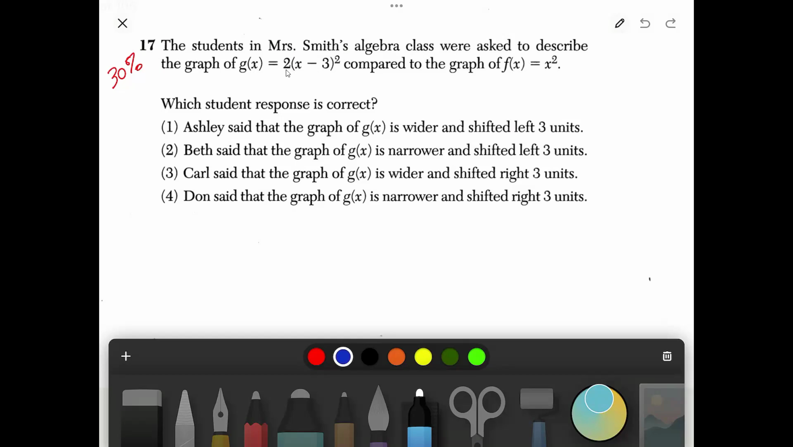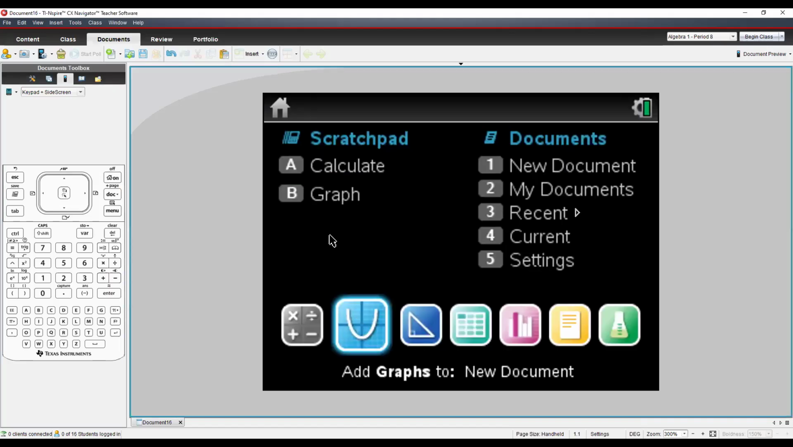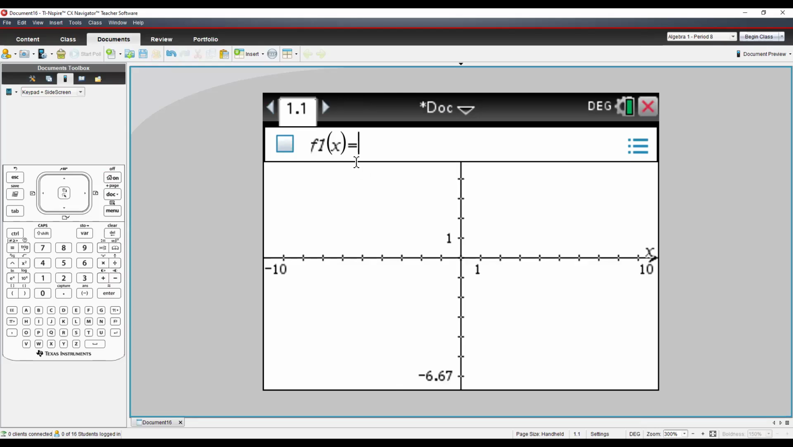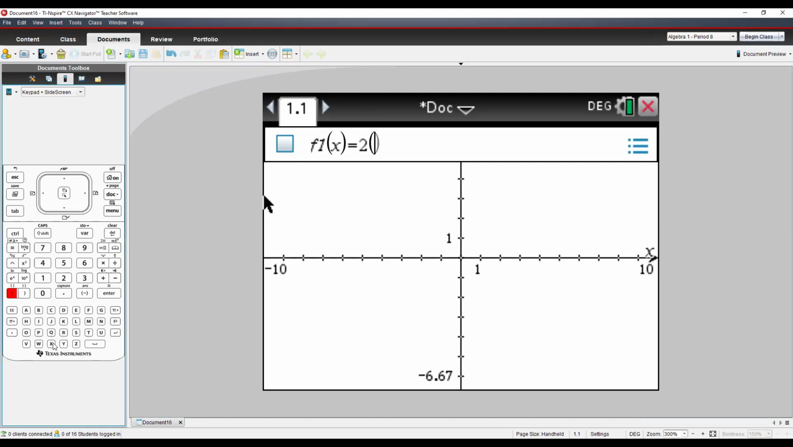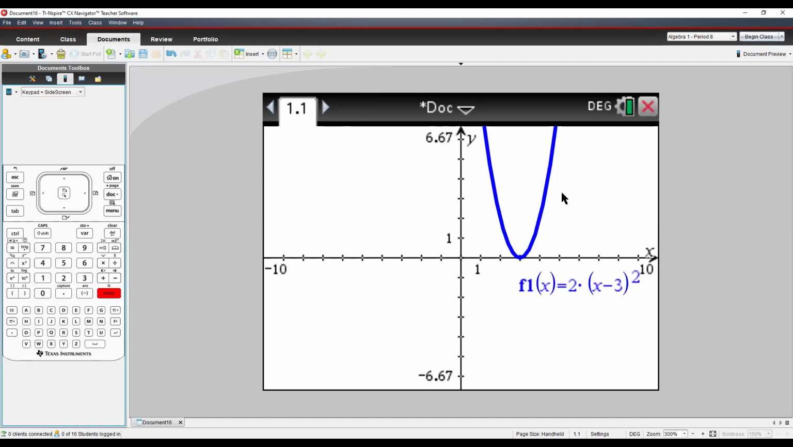But basically all we're doing is we're going to look at these two functions and see what happened to the functions. Okay, so first thing we're going to do is go to the home screen. Actually, I don't want that page. So we're just going to graph this. I'm going to start with g of x, and this is going to be 2 parentheses x minus 3 squared. All right, we graph it. We know it's going to be a quadratic. It's a smile. Okay, good, cool.